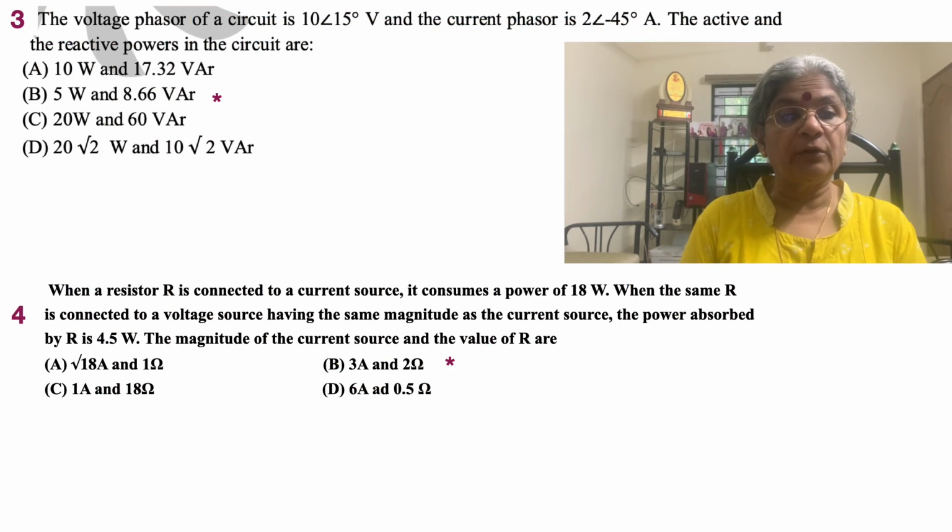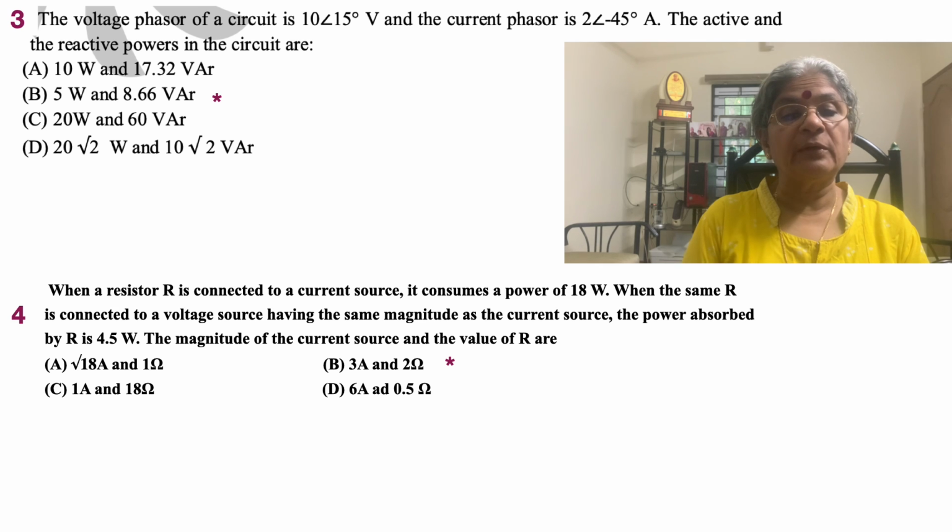Moving on to problem 5, when a resistor R is connected to a current source, it consumes a power of 18 watt. So there's a resistor and it consumes a power of 18 watt, and the source is a current source. So I square R is equal to 18. When the same resistor R is connected to a voltage source having the same magnitude, again V square by R, where V is the same as equal to I. So I square by R is equal to the power absorbed by the resistor, which is 4.5.